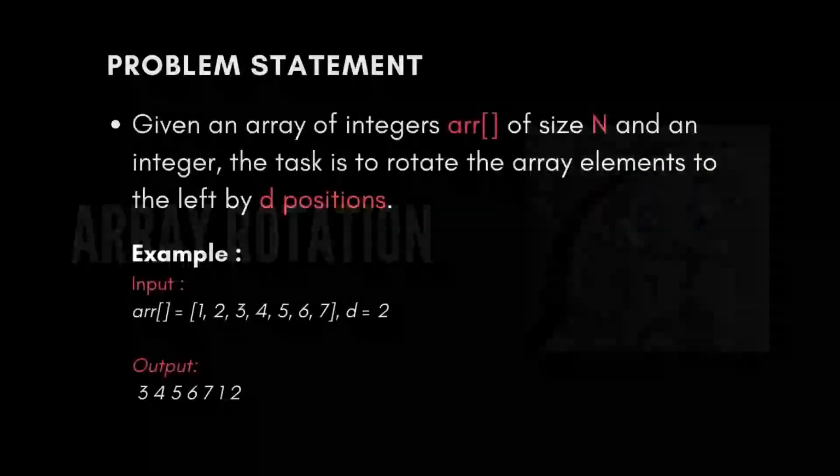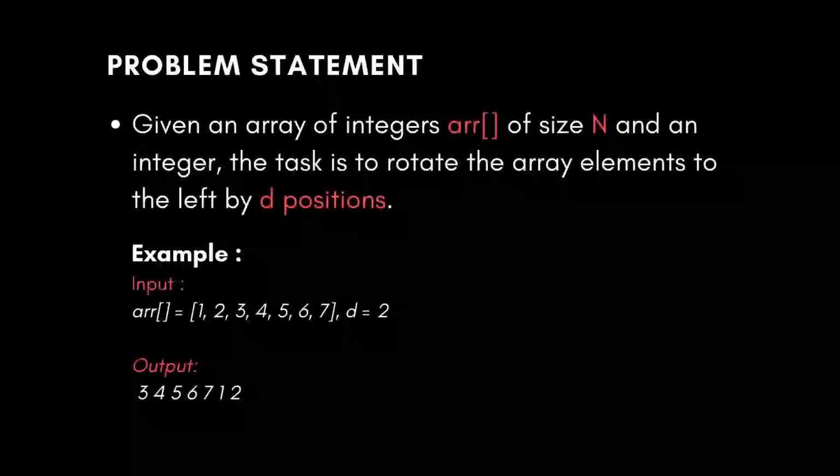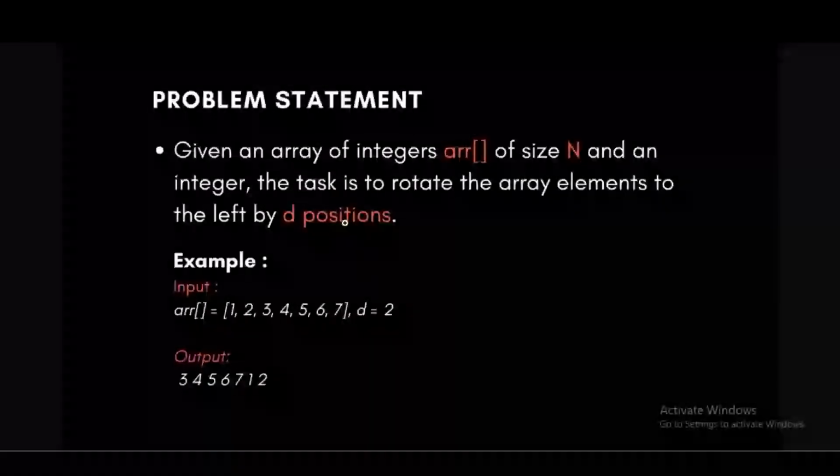First of all, let's try to understand the problem statement. This type of problem statement will be given to you if any interviewer asks you to solve an array rotation problem. They will provide two things. First is the array itself, which we want to rotate, and they will provide a position D. This D represents the number of rotations we need to perform on that array. Let's see this with one example. You can see this example down below.